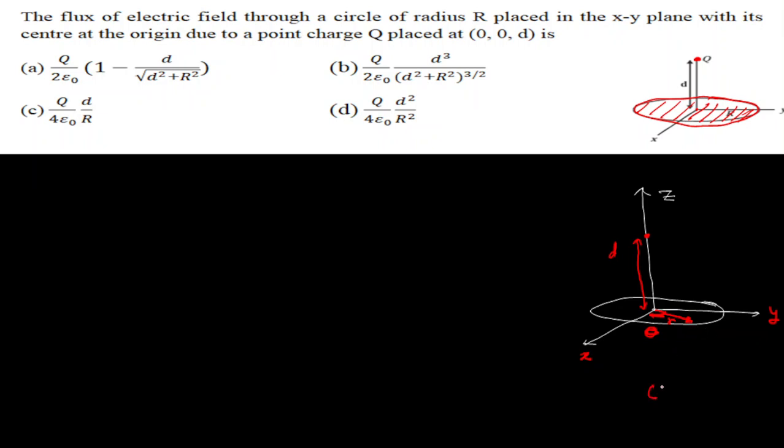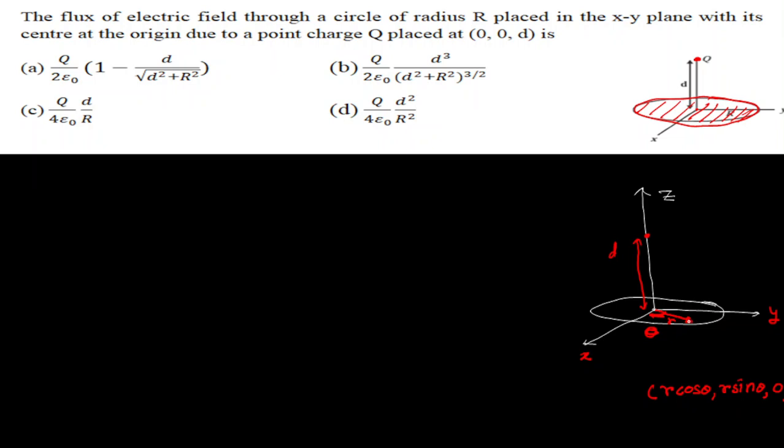It will be r cos theta, r sin theta. And since this point is on the loop of the circle and the loop lies on the xy plane, it will be r cos theta, r sin theta, and 0. This will be the rectangular coordinate of this point.